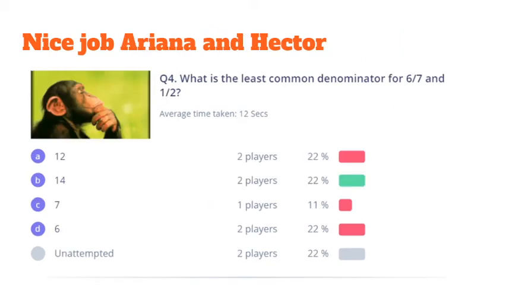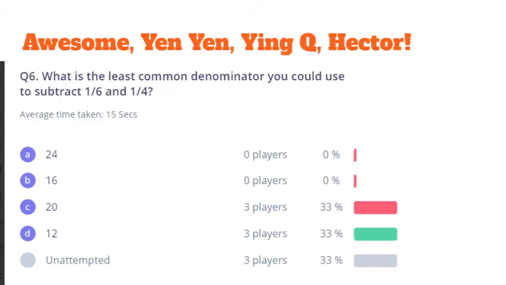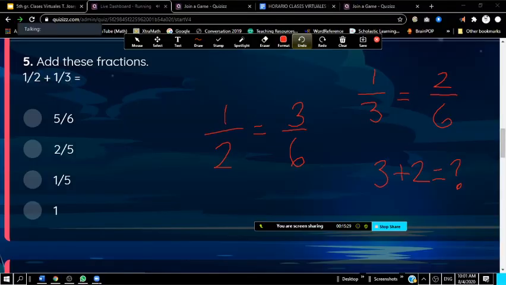What about this problem? 6/7 and 1/2. Well, 7 and 2 both have a common denominator of 14, because 7 times 2 is 14 and 2 times 7 is 14. Nice job, Ariana and Hector. What about this problem? What's the least common denominator that you could use to subtract 1/6 and 1/4? It's 12. Nice job, Jinjin, Jinku, and Hector.